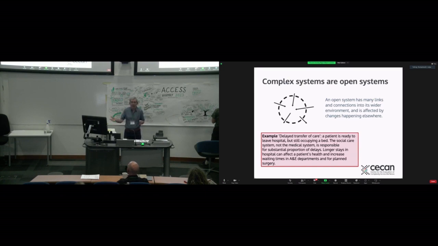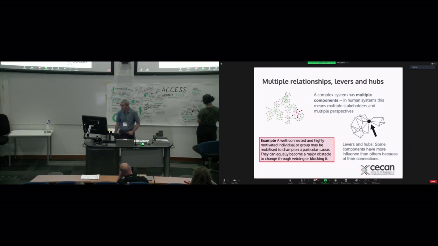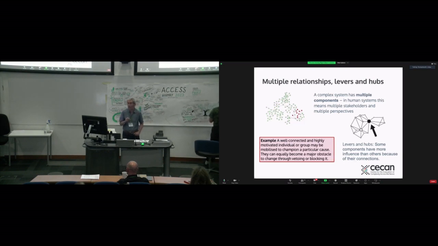So here's a classic example of an open system, a hospital, where you get bed blocking because there's another system called social care, which is not receiving patients when they should be leaving hospital. I said I'd talk about levers and hubs. This is a way of thinking about the flow of communication or interaction in a complex system. So some people or some items, some components generally in a complex system, may be gatekeepers or hubs or particular foci of communication, or may block communication.